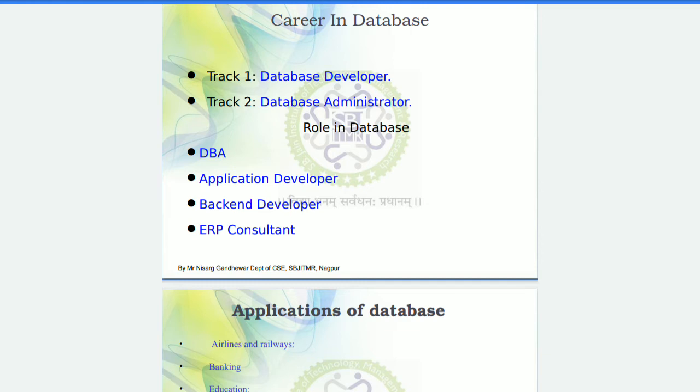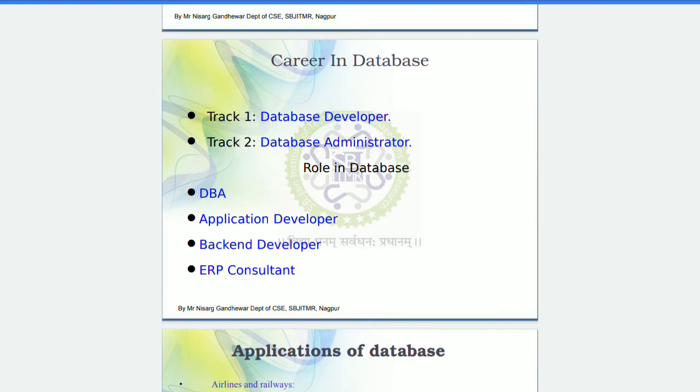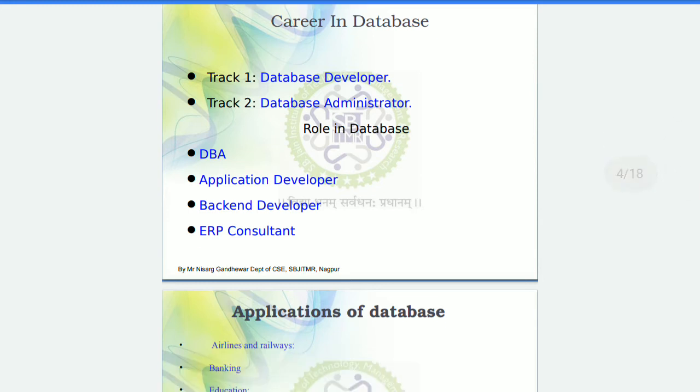Why is the database very important? Because a database is a place where information or data is going to be stored. So in order to manage that, you require a specialized person, and that person is called a database administrator.